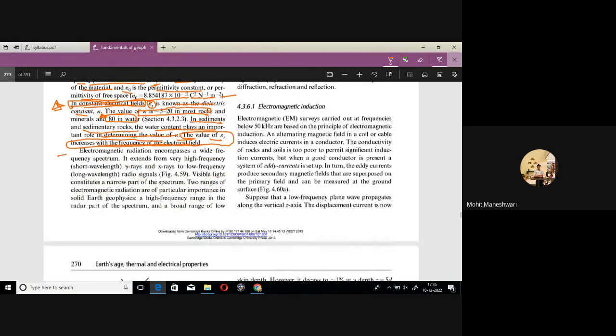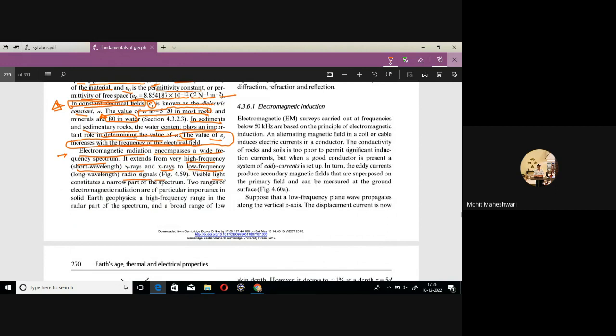Moving on to the next. Electromagnetic radiation encompasses a very wide frequency spectrum, as we have seen above, starting from the gamma ray and going up to the radar waves and microwaves. The gamma ray has the highest frequency, or the shortest wavelength, then the X-ray, and then down to the lowest frequency of the radio signals.